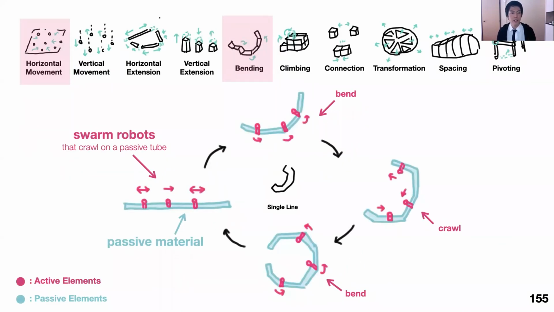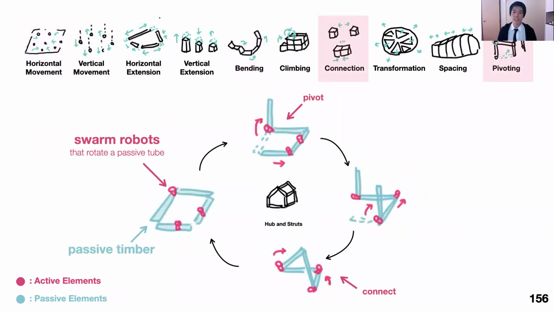But this is only one example, and we could also expand this exploration strategy in many different ways. So, for example, what if a swarm of robots crawl on passive tube-like materials, and then they can selectively bend and crawl together, so that the swarm of robots can construct the shape out of the passive materials? Or using a timber-like structure as well as the swarm robots that can pivot, rotate, and connect it, so that we can dynamically construct these structure representations, not only with active elements but also combining with the passive elements.